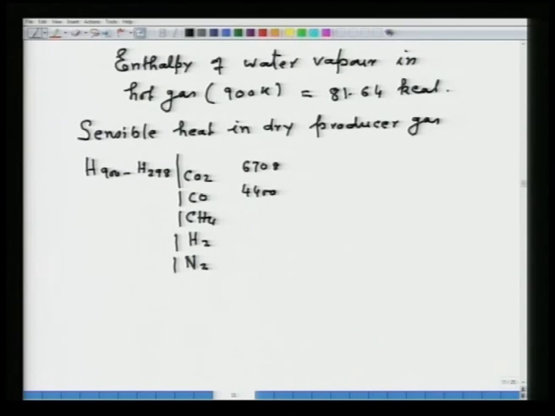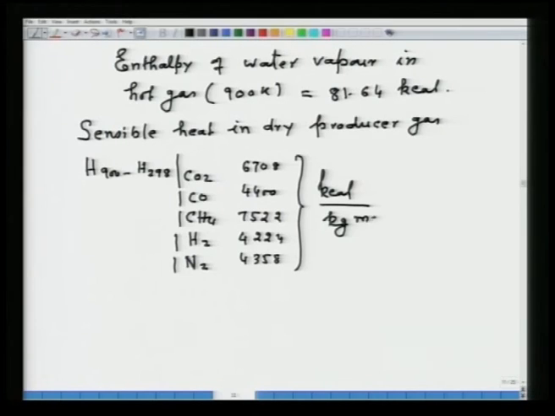4400, 7522, 4224, 4358. These values are all in kilocalorie per kg mole. So, now all that you have to do is multiply by the kg mole of the respective component of the producer gas.